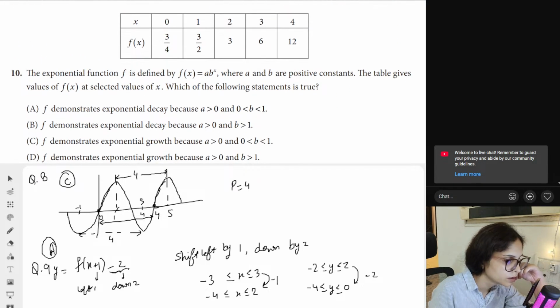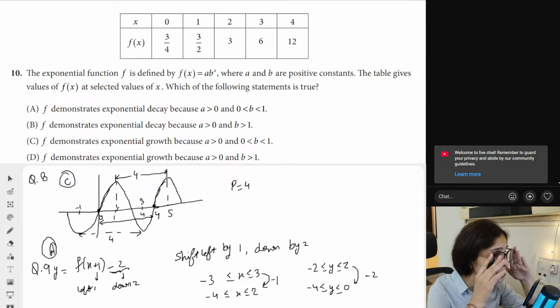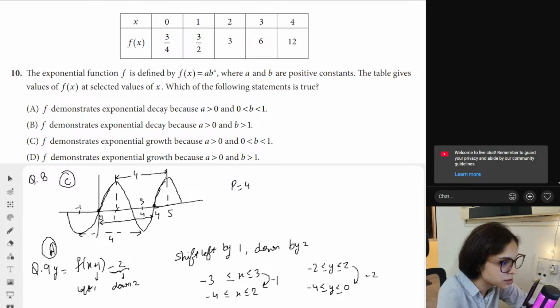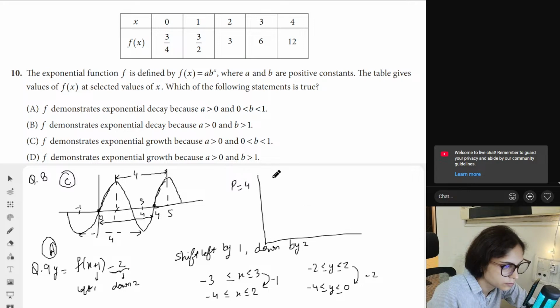All right. This is the 10th question. This is the exponential function that is given as a times b to the power x. A and b are positive constants. The table gives the values of f of x at selected values of x. Which of the following statements is true? So the value of a is 3/4, because the value of a is the value of y when x is equal to 0. And b is what you're multiplying.